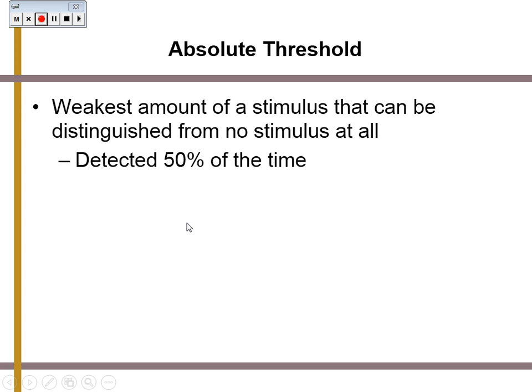All right, absolute threshold. I'm going to first tell you what it is and then we'll explain it. The absolute threshold is the smallest unit your stimulus needs to detect something has occurred. One more time. Absolute threshold is the smallest unit your stimulus needs to detect something has occurred. Does that make sense?